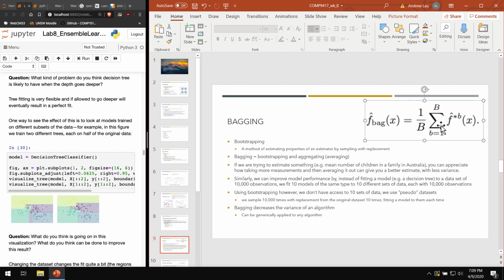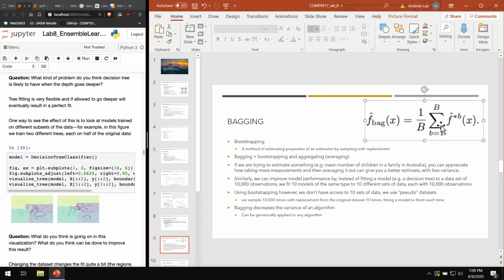Now what we find here is that when you do this, your bias is about the same, but your variance decreases, which is great, isn't it? This is another way to improve your model. You don't have to do this bagging technique just with decision trees. You can apply it basically to any algorithm. The only downside, of course, is compute.